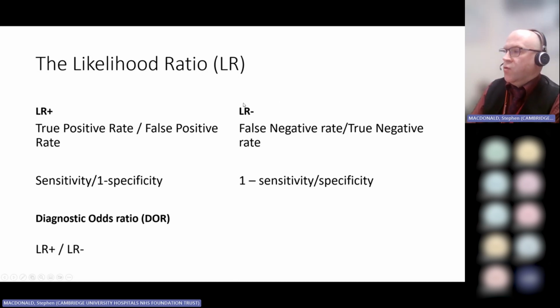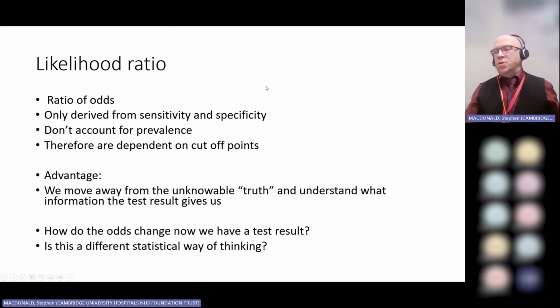And the likelihood ratio in the negative case is just the flip side of that, using 1 minus the sensitivity divided by the specificity. So the likelihood ratio is in effect a ratio of odds.